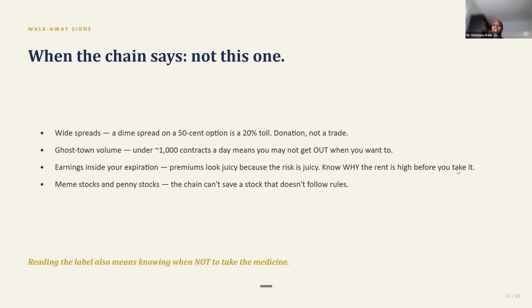A wide spread, no, we're not going to do it because we immediately lose money when we enter the trade. Under 1,000 contracts of open interest, no. That means it's going to be difficult to get in and out of the trade when we want to. Earnings inside our expiration, we saw that with Apple. The premium looks juicy because the risk is juicy. Just know why the rent is high before you take it. So know why the premiums are high: because it's closer to earnings.